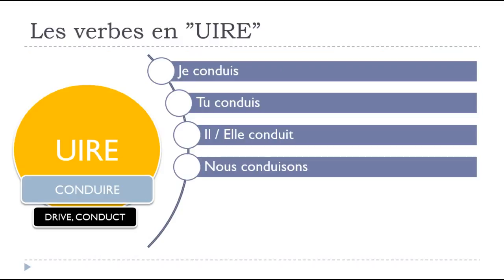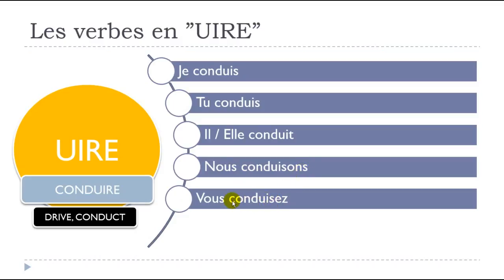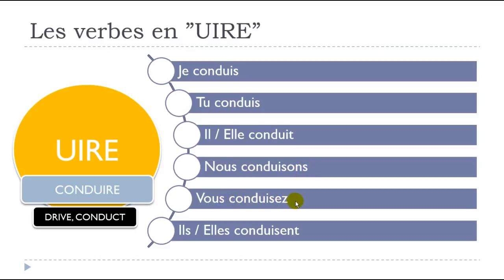So let's see how it will go for nous. It's actually not that difficult, but then of course most of you maybe would like to see R here, but then no, it's not the case because it will become S. Nous conduisons. Okay, and the good news is that it will stay for vous, vous conduisez, and then also for ils conduisent, elles conduisent. So one more time. Je conduis, tu conduis, il conduit, elle conduit, nous conduisons, vous conduisez, ils conduisent, elles conduisent.